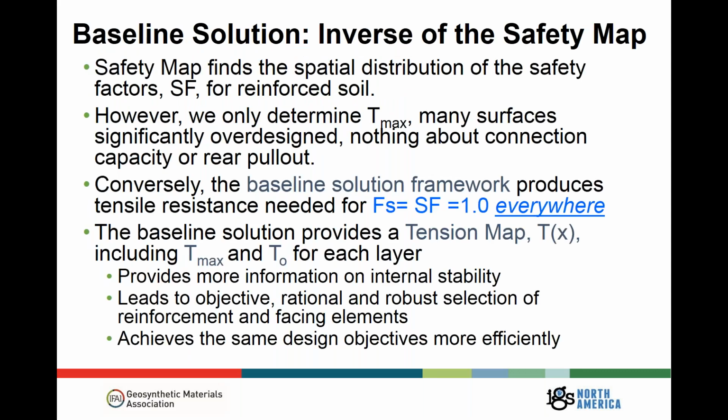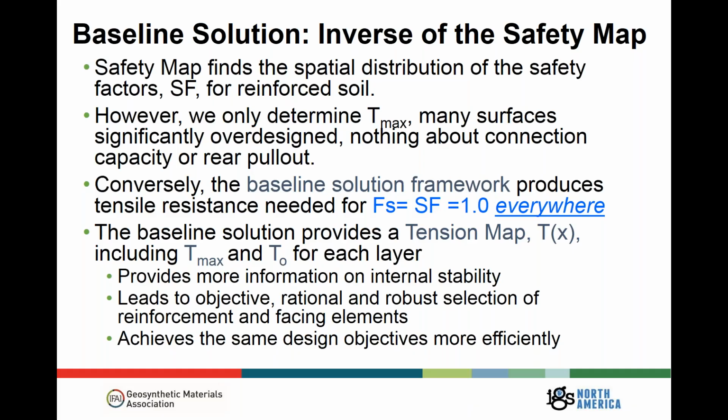So the baseline solution is basically the inverse of the safety map. Now let's refresh our memory. That safety map finds a spatial distribution of safety factors, SF, for the reinforced soil. And those safety factors, depending on what reinforcement strength or length you choose, vary throughout a system. And there's probably a critical, the lowest safety factor. However, by doing this, we're only determining Tmax. Many surfaces are significantly over-designed. There's nothing about connection capacity or pull-out encountered here.